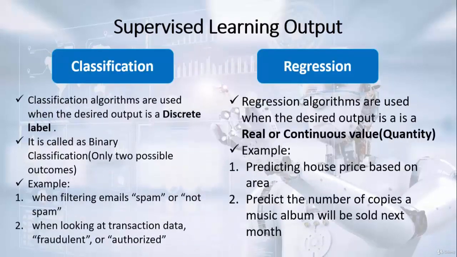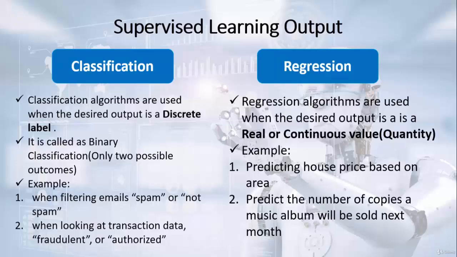Two types of output are produced by supervised learning. It will be a discrete value and a continuous value, which come under classification and regression problems. A classification algorithm is used when the desired output is a discrete label, nothing but a binary classification, only two possible outcomes like yes or no. Here I have mentioned two examples: identifying whether an email is spam or not, and whether a transaction is fraud or an authorized transaction. That's about the classification problems.